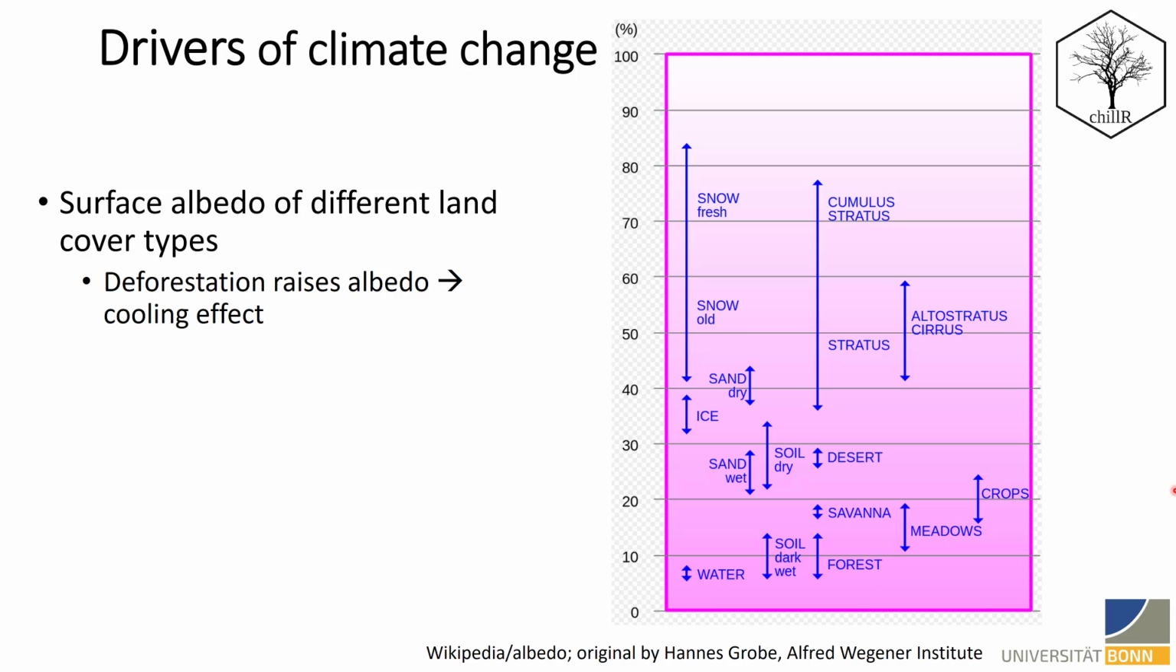Deforestation, you can see from this diagram, actually raises the albedo. So to some extent, deforestation has a cooling effect. Not saying deforest to fight climate change, that would certainly be a poor recommendation, but it does have this effect on the albedo. Drying also raises the albedo, also has a cooling effect.